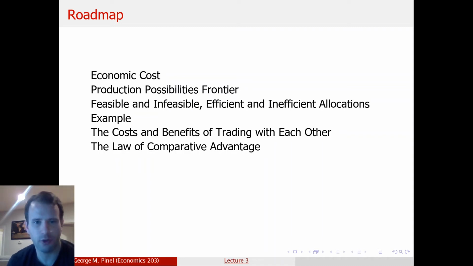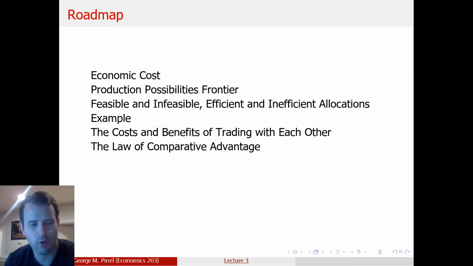Then we'll talk about feasible, infeasible, efficient, and inefficient allocations, and this goes back to the production possibility frontier, and you can see it directly on that. Then I'll walk through an example, and this will probably be the bulk of the lecture, going through an example of production possibilities and trade.